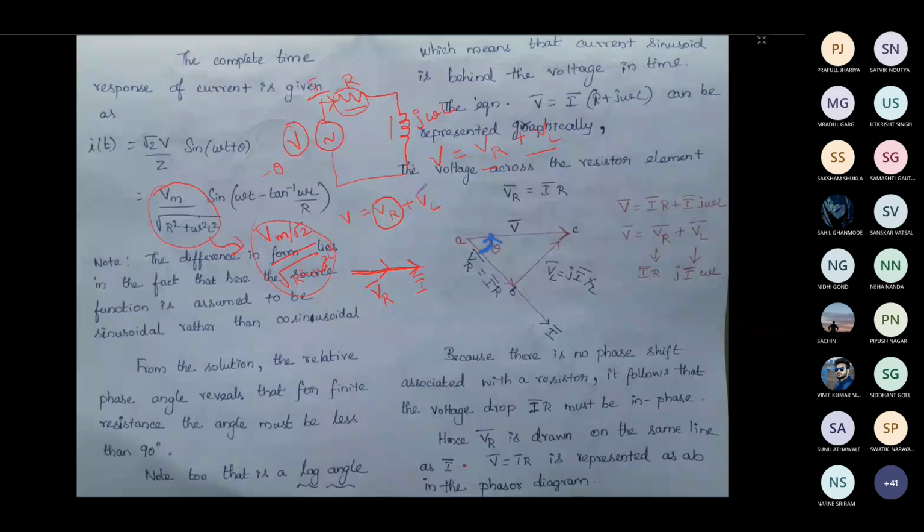Then if you want to have the inductor voltage, you know that the inductor voltage will be leading the current by 90 degrees. So leading the current will be in the anti-clockwise manner, so the VL you can draw like this. This is the relation between inductor voltage and inductor current, that is exactly 90 degrees.